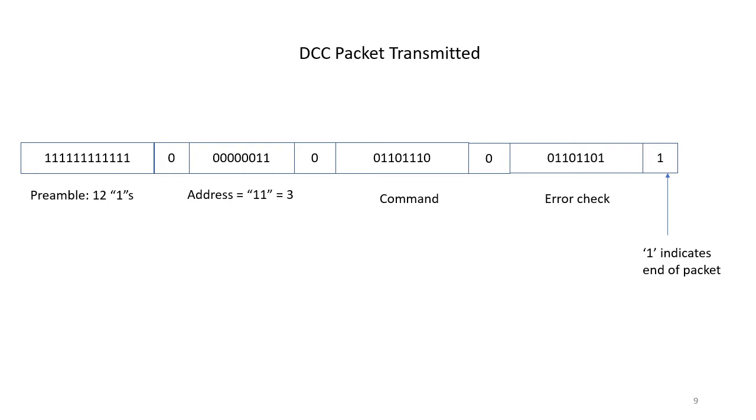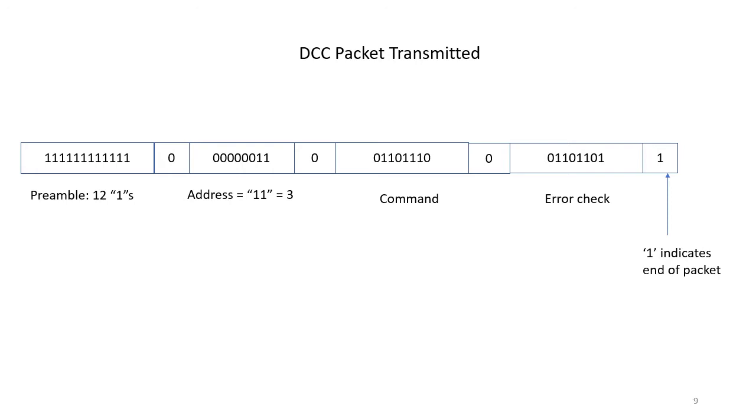In my scenario, I had the preamble of 12 ones and a 0. I had the address, which is 6 zeros, 1 1, and another 0. Then a command and a 0. Then the error check and a 1 to indicate the end of the packet.